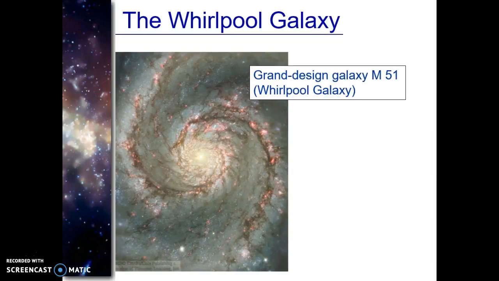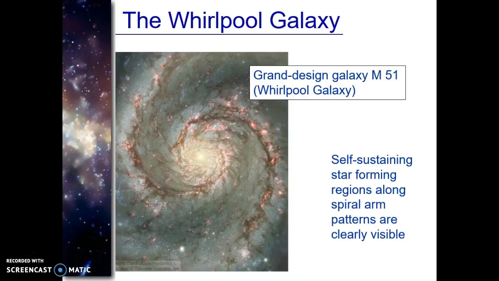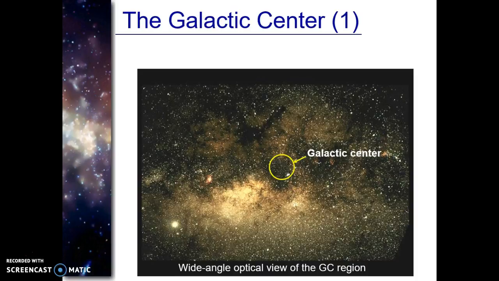All right, another type of galaxy that we can see is the whirlpool galaxy, a grand design galaxy. Self-sustaining star-forming regions along the spiral arm patterns are clearly visible. You can see along these spirals here, we've got lots of star formation happening, lots of active star birth areas.